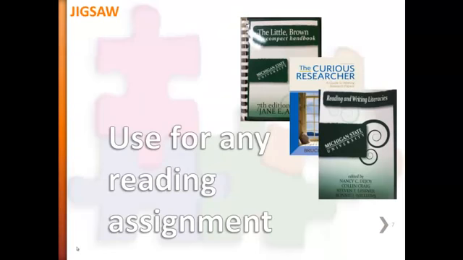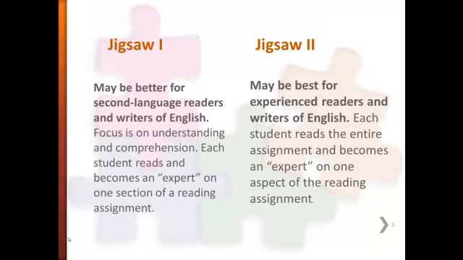Another thing about Jigsaw is that it can be used for a variety of reading texts, from reading anthologies to classroom text to handbooks. The differences between Jigsaw 1 and Jigsaw 2 are higher order differences. Jigsaw 1 may be better for second language readers and writers of English. It focuses on understanding and comprehension, and each student reads and becomes an expert on one section of a reading assignment. Jigsaw 2 may be best for experienced readers and writers of English. Each student reads the entire assignment and becomes an expert on one aspect of the reading assignment.